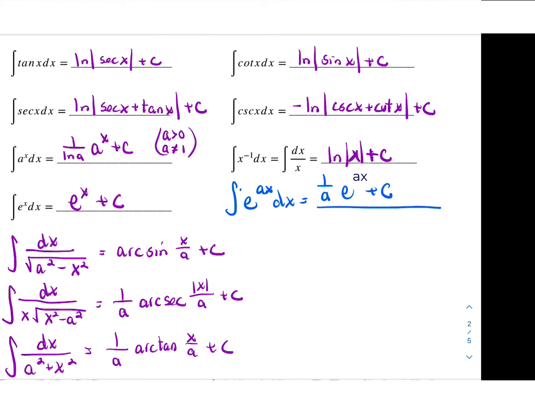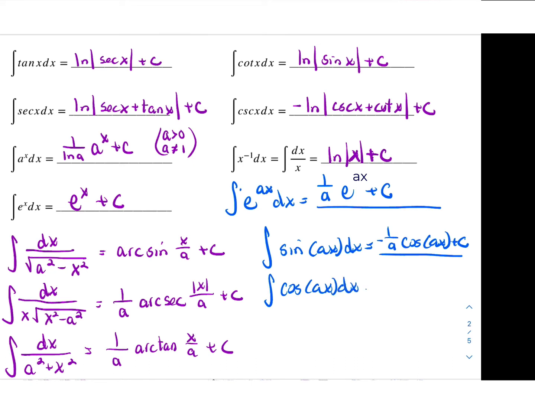Okay, we also know that the integral of sine of x is equal to negative cosine of x. So what's the integral of sine of ax dx? Well, that's equal to negative 1 over a cosine of ax plus c. Okay, likewise, the integral of cosine of ax dx is equal to 1 over a times sine of ax plus c.